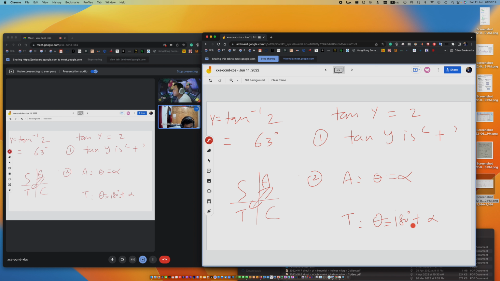Then now what you get is 63. Ask yourself which region this 63 falls into. So therefore this 63, theta, is also equal to alpha. Then with this, you sub your alpha into the T region to get another theta. Are you clear now? So it's 243 degrees. Does it make sense to you now?